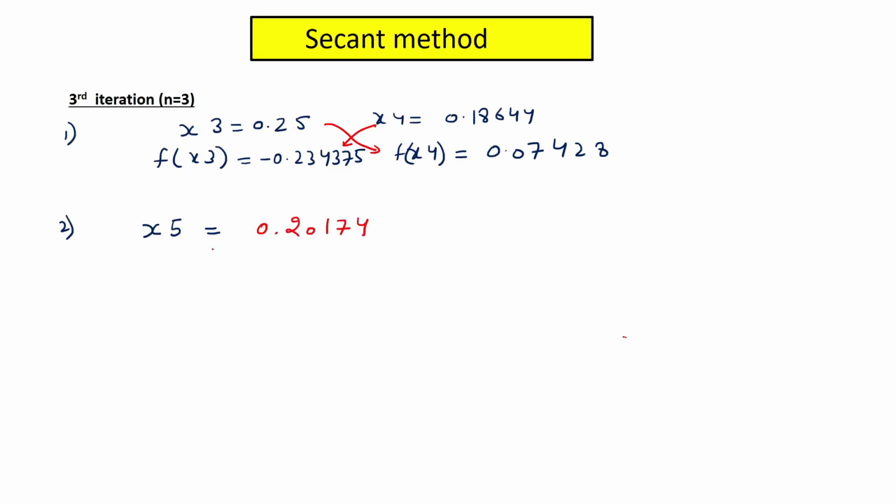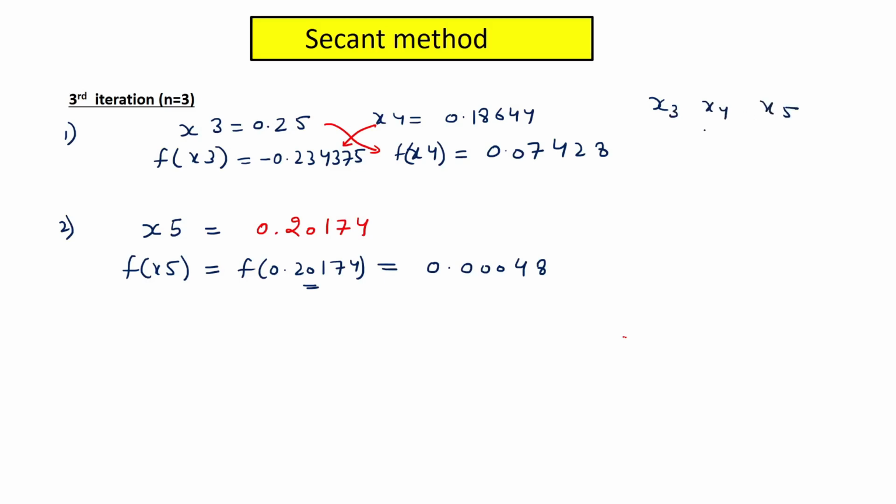So you can solve this and you will see that we get a similar value to what I have written here. Now we have to find the value of f of x5 so that this can be used in our fourth iteration. If you put this value in your given equation, you will get 0.00048 as the value. So our third iteration is also over. We started with x3 and x4 and we found x5.